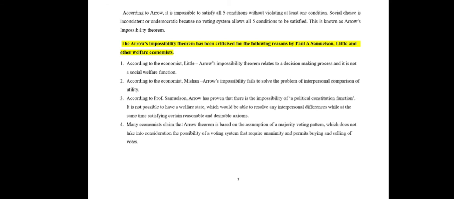It is not possible to have a welfare state which should be able to resolve any interpersonal differences while at the same time satisfying certain reasonable and desirable axioms. Many economists claim that Arrow's theorem is based on the assumption of a majority voting pattern, which does not take into consideration the possibility of a voting system that requires unanimity and permits buying and selling of votes.